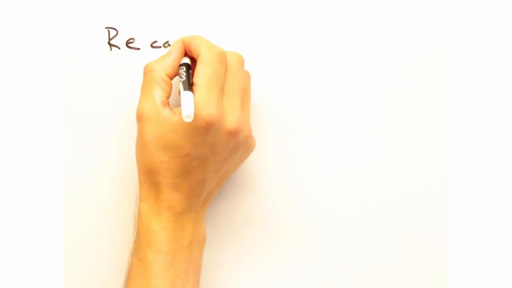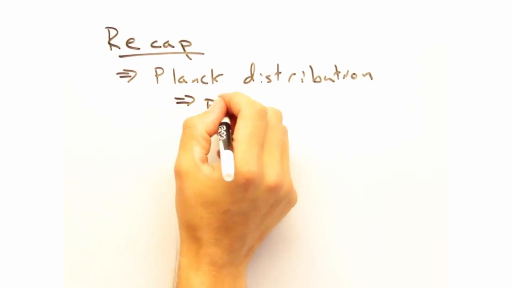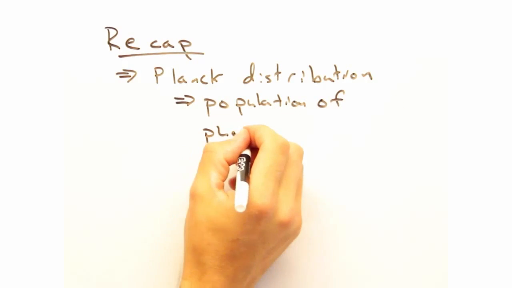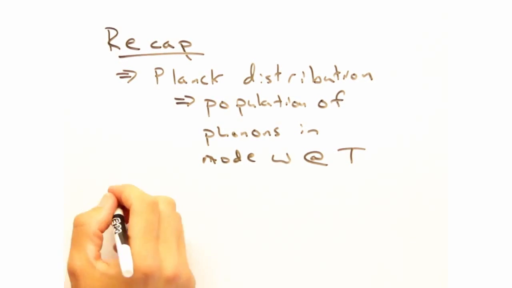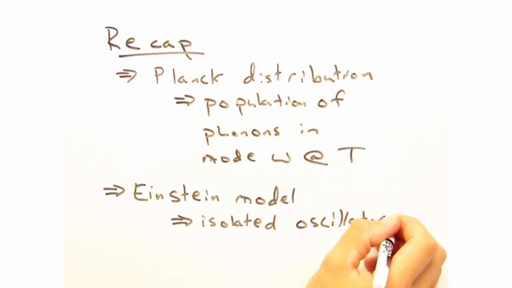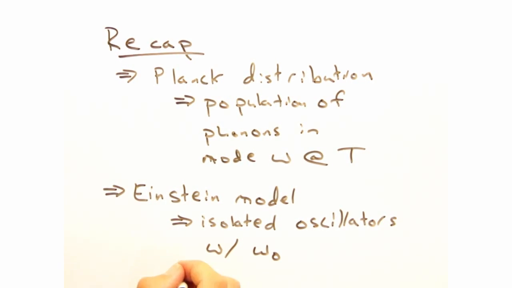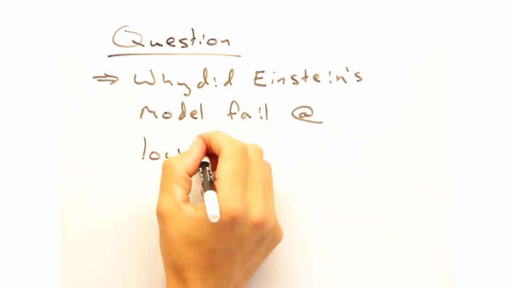Okay, so that's about all we want to cover today. As a recap, today we introduced the Planck distribution, which describes the population of phonons as a function of temperature. We then applied Einstein's model of isolated oscillators to the heat capacity of phonons, and obtained pretty good agreement with experiment at high temperatures. Although Einstein's model didn't get the low temperature behavior quite right, you at home should consider why he did get it right for the high temperature limit.